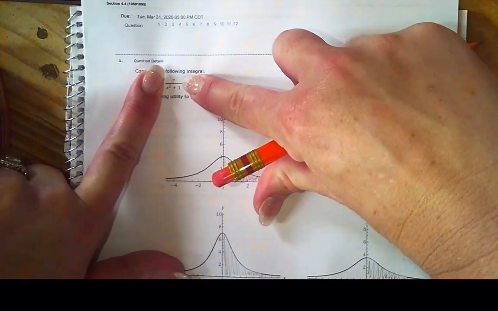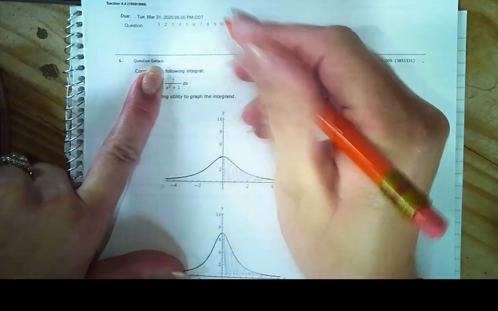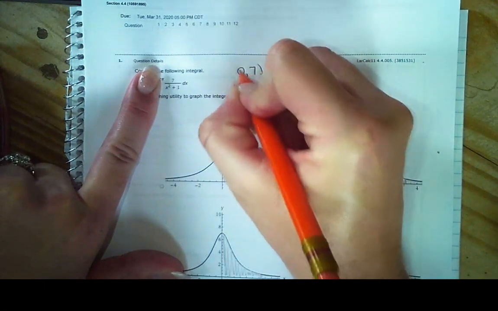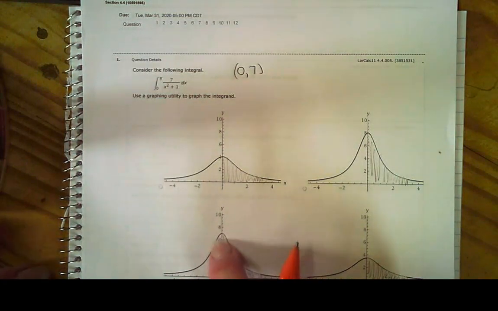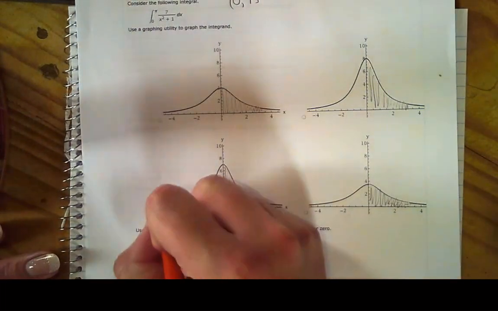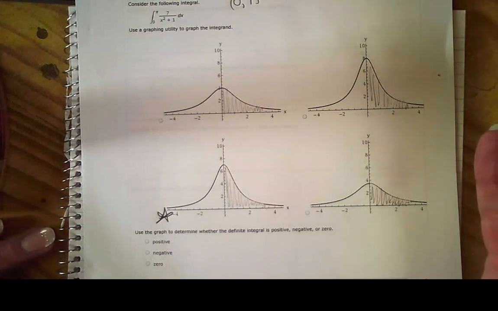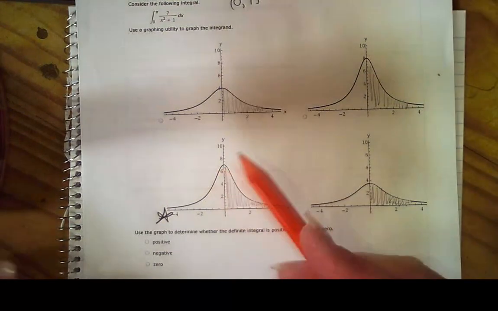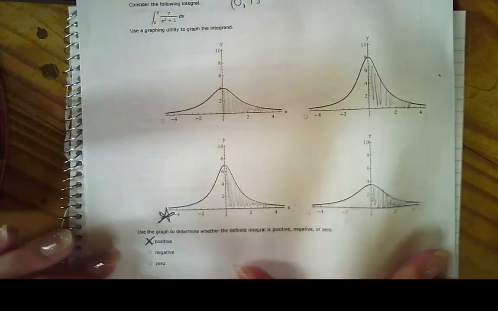If I substitute in a 0, 0 squared plus 1 is 1, and 7 over 1 is 7. So if I shove in a 0, it spits out a 7. The only graph that hits the y-axis at 7 is this one. Okay, so then the question is, once we know that this is the graph, do you have positive area? Do you have negative area, or do you have no area? Well, again, we are above the x-axis, so our area is positive.